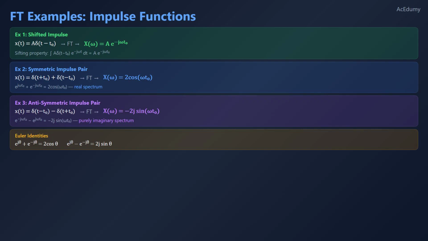Example 3. x of t equals delta of t minus t0 minus delta of t plus t0. This is an antisymmetric pair. The transform gives X of omega equals e to the minus j omega t0 minus e to the plus j omega t0, which equals minus 2j sine of omega t0. Notice, symmetric impulse pairs give a real cosine spectrum, while antisymmetric pairs give a purely imaginary sine spectrum.